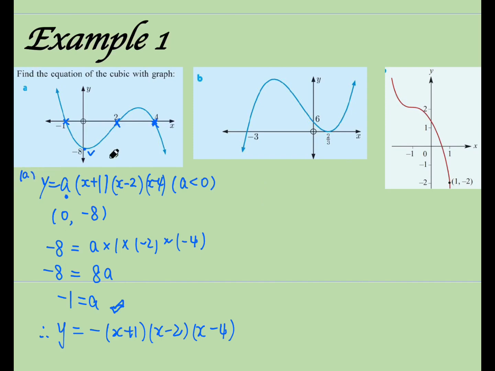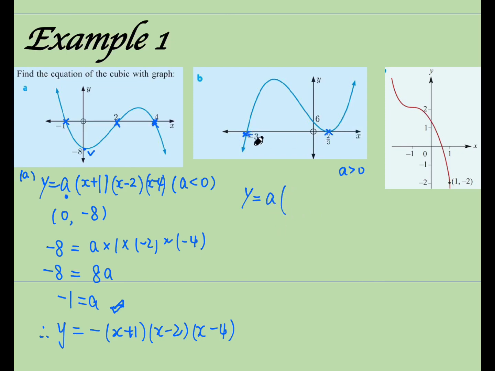Now let's look at part B. For part B, the graph is climbing up double hills. It means the coefficient of x cubed must be positive. And then we are going to use the x-intercepts to determine the shape.